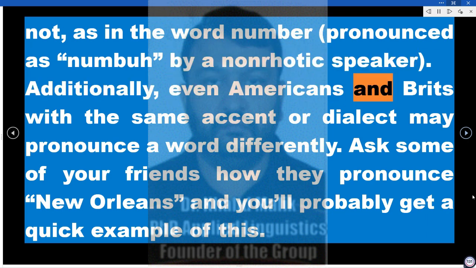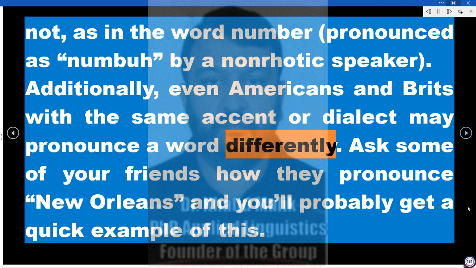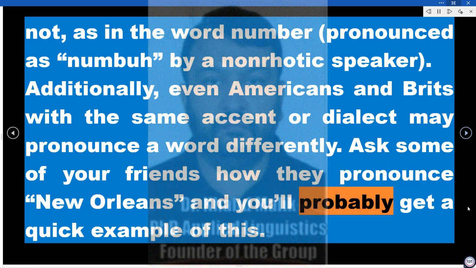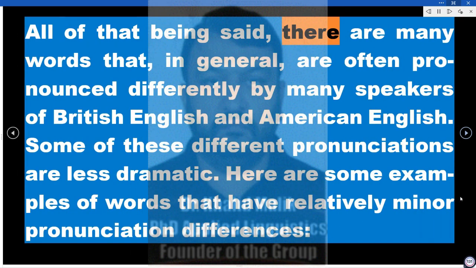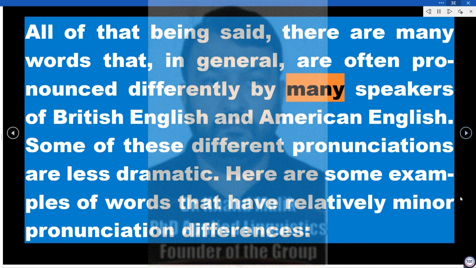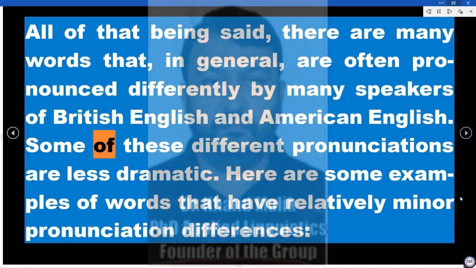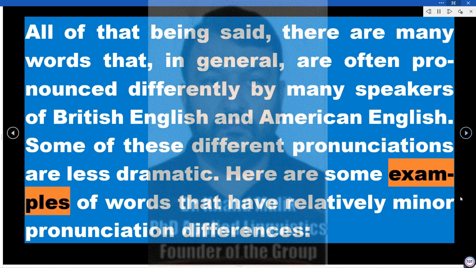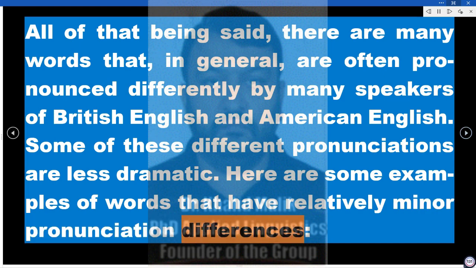Additionally, even Americans and Brits with the same accent or dialect may pronounce a word differently. Ask some of your friends how they pronounce New Orleans, and you'll probably get a quick example of this. All of that being said, there are many words that, in general, are often pronounced differently by many speakers of British English and American English. Some of these different pronunciations are less dramatic. Here are some examples of words that have relatively minor pronunciation differences.